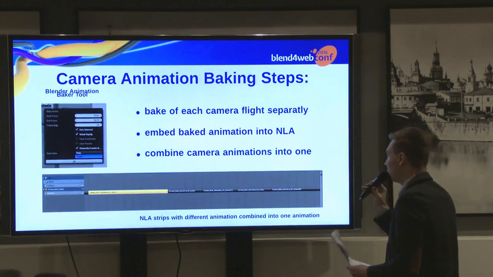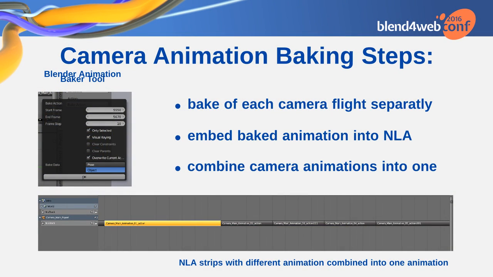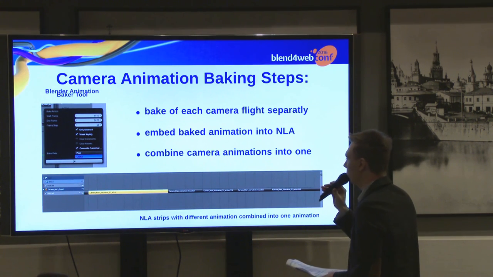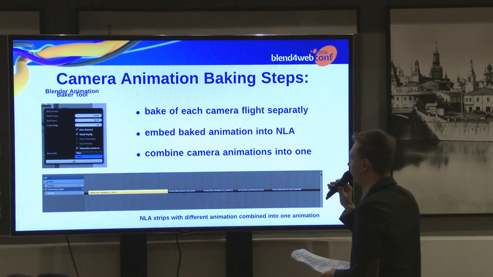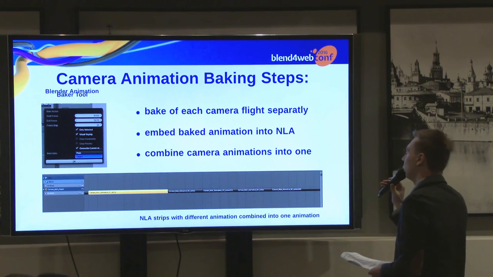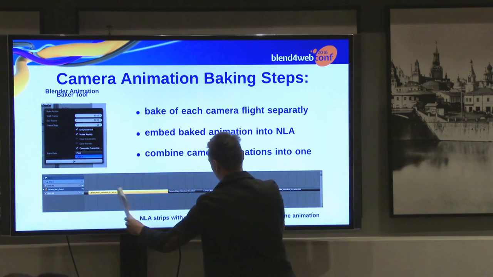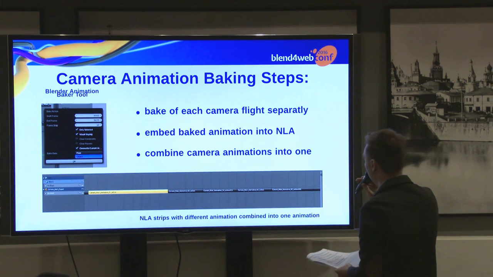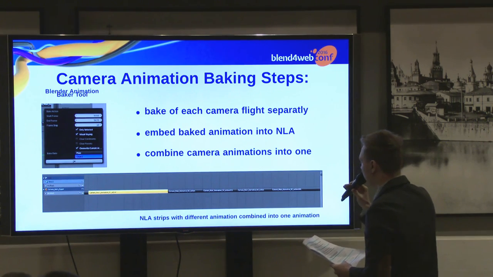Next, please. Let's look at how it was made. In the top left corner, you can see the Blender Baker animation tool. We set up the Baker animation from one frame to another. This tool was used to bake each camera animation separately, and then this animation was embedded into NLA strips, like for example this small NLA strip. Then from these small NLA strips with actions in them, one linear animation was combined, and it was applied to the exported camera for export.